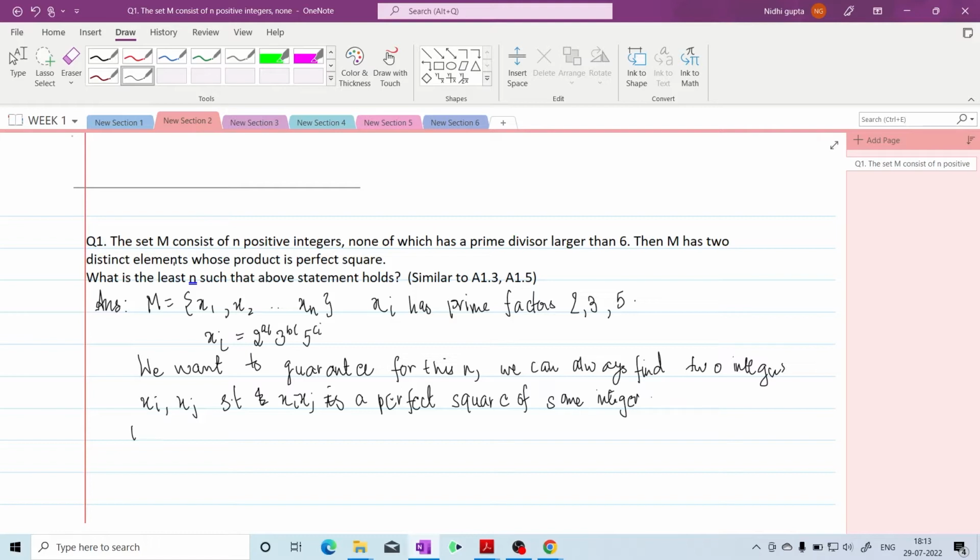This is the same thing as saying xi xj. Now what will be xi xj? It will be just 2 raised to the power ai plus aj, because ai was the power of 2 in xi, and aj was the power of 2 in xj. So this will be 3 raised to the power bi plus bj and 5 raised to the power ci plus cj.